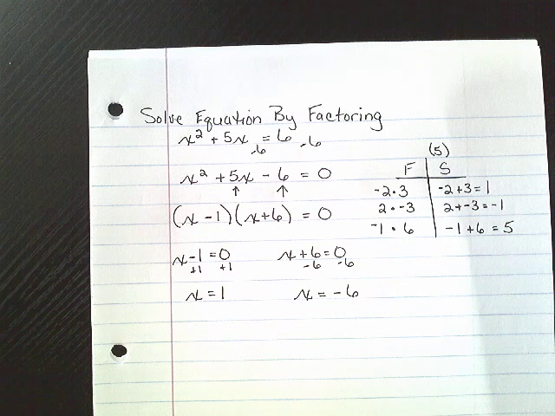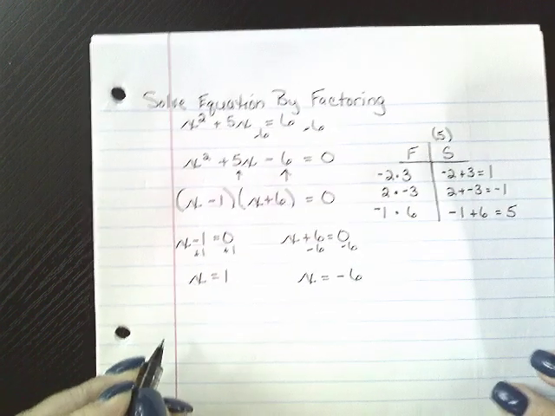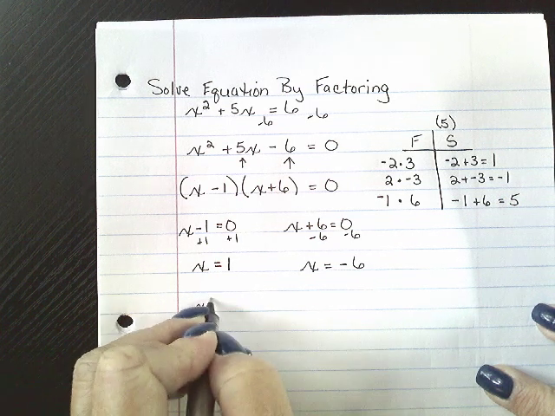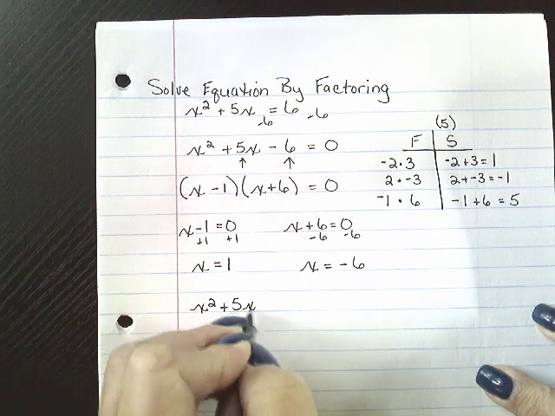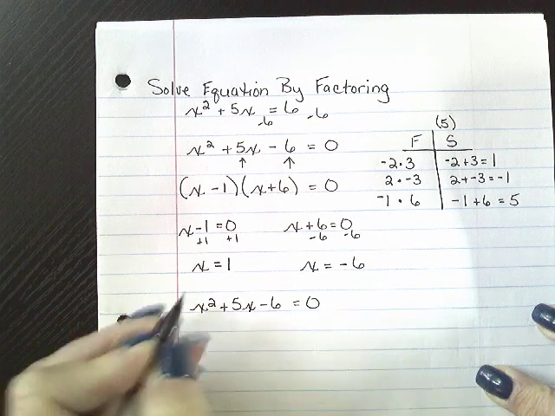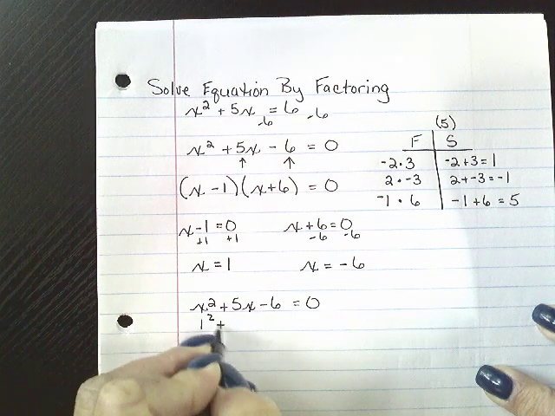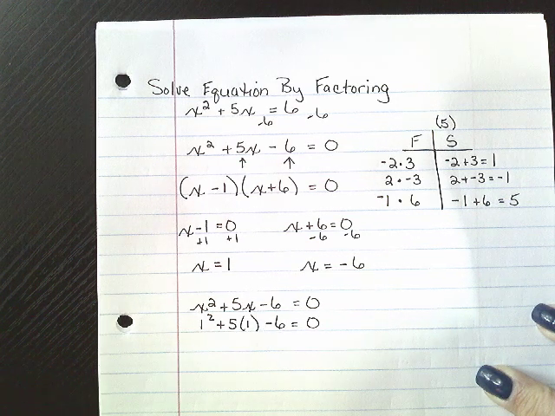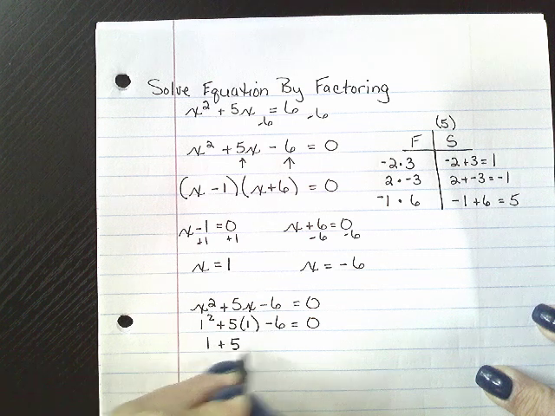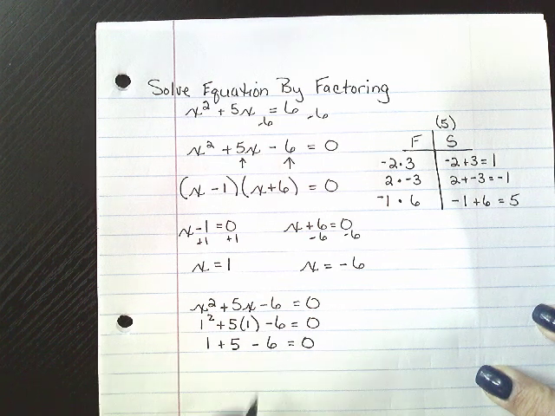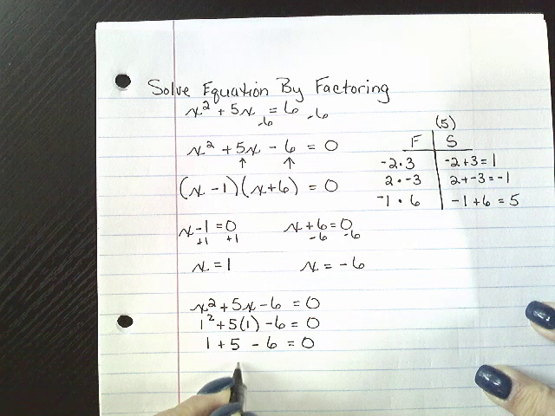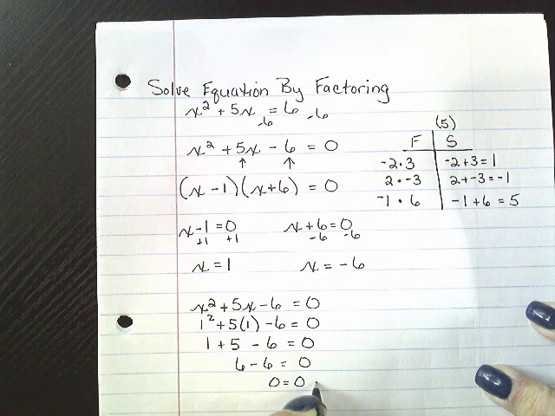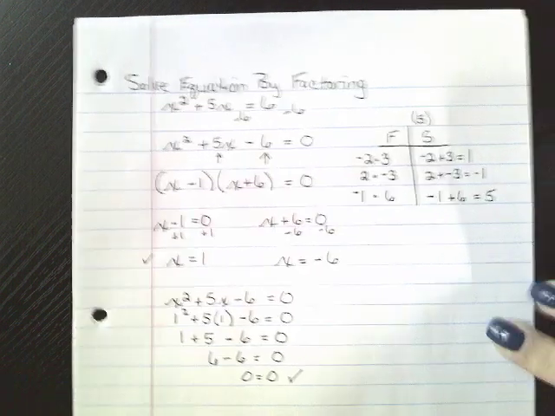Okay, now it's very important that you substitute these back in to make sure that they actually make the equation true. So I'll do the 1 first. So x squared plus 5x minus 6 equals 0. 1 squared plus 5 times 1 minus 6 equals 0. 1 plus 5 minus 6 equals 0. 1 plus 5 is 6. 6 minus 6 is equal to 0. So that one does work.